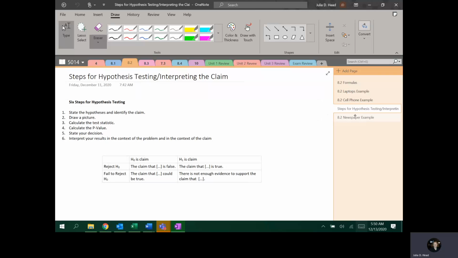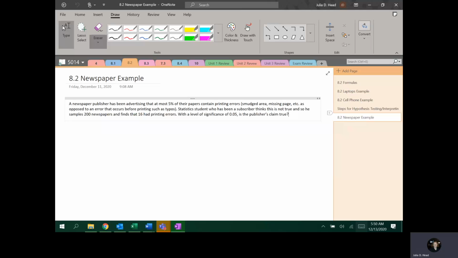You hopefully already read the example here about newspapers. So it mentions a significance level, so we know it's a hypothesis test.